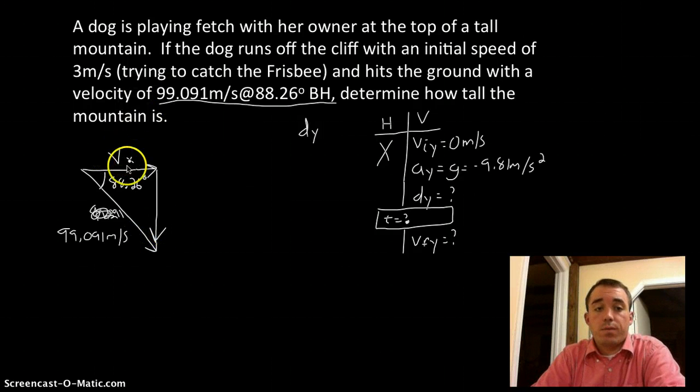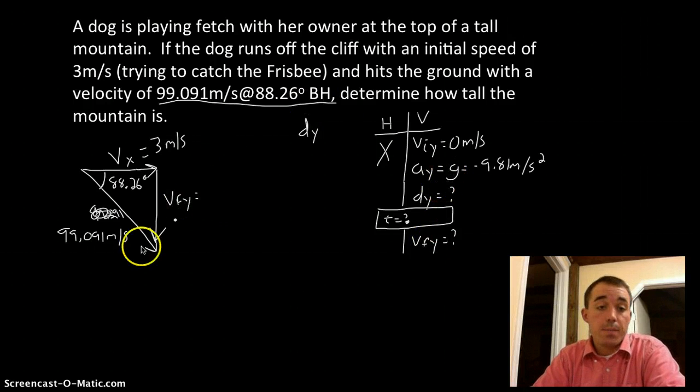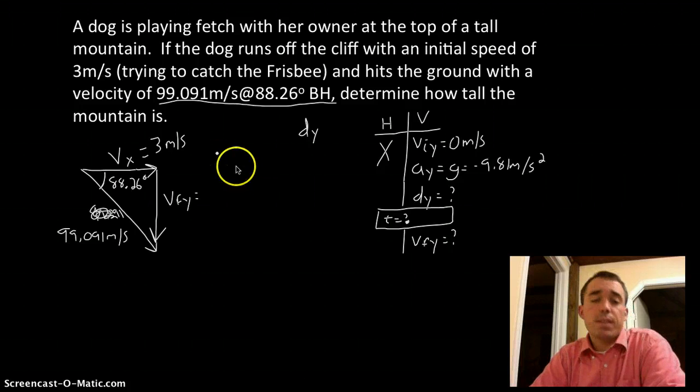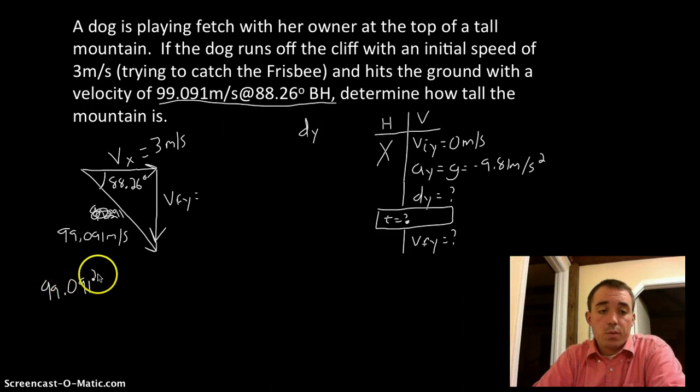Working backwards from the triangle, we already know Vx. It's 3 meters per second. And this side represents VFY. If we find this, then we can easily find dy. Two ways you can do this. Both should give you roughly the same answer. The easier way, I think a lot of students would like, is solving with the Pythagorean theorem: 99.091 squared equals 3 squared plus VFY squared. Then you just solve for VFY.